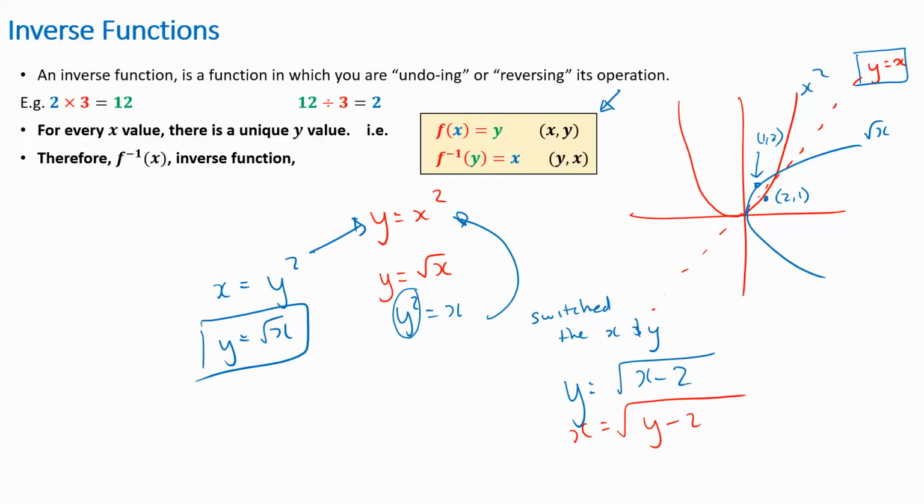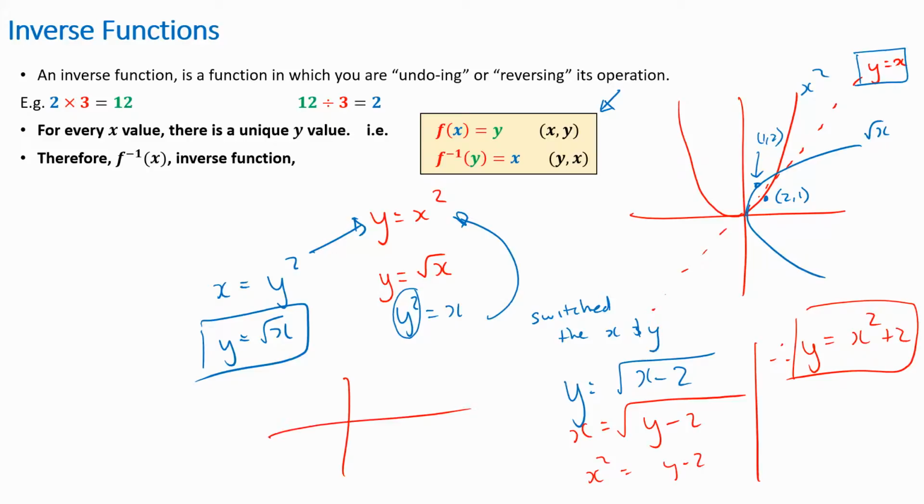So if you rearrange this now, square both sides, you get x squared equals y minus 2. Therefore, y must equal x squared plus 2. This is your inverse function to this. So if you actually sketch y equals root of x minus 2, this is what it looks like, shifted to the right by 2. Okay, sorry, that's your square root function, root of x minus 2.